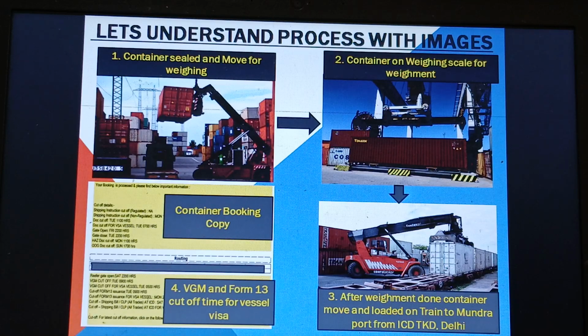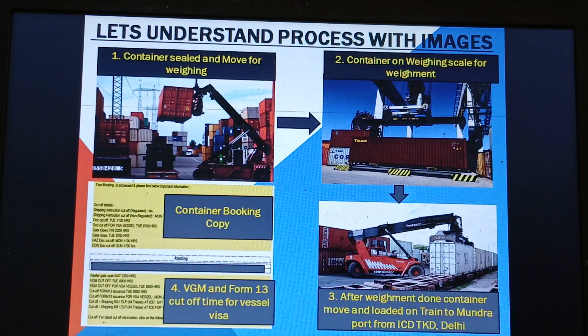So guys, I will let you know how things are going on, why the VGM has come and when it comes. So first, as you know, a container has been sealed by the customs and is ready for the weighing. The first image shows the container is sealed and loaded on the truck trailer and going for the weighing. In the second image, the container is on the weighing scale for weighment. You can see the bottom platform is the weighing machine. So the container is put on the weighing machine for the weighment purpose.